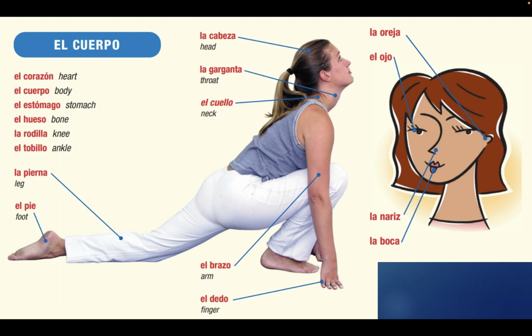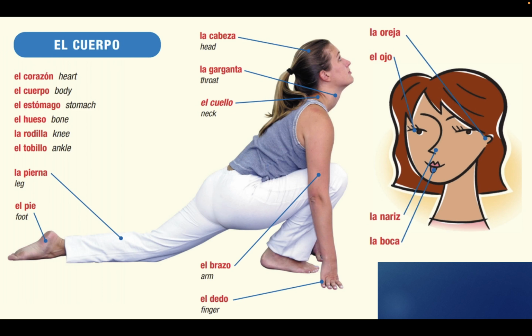la garganta, the throat, el cuello, the neck, el brazo, the arm, el dedo, the finger, la oreja, the ear, el ojo, the eye, la nariz, the nose, and la boca, the mouth. So if you would, just take a moment to pronounce these with me. Let's make sure you know how to say them.